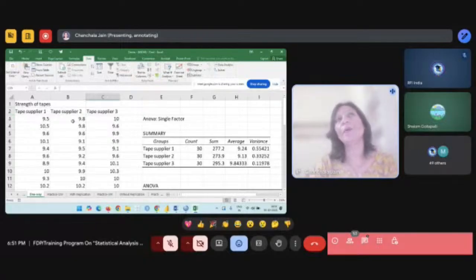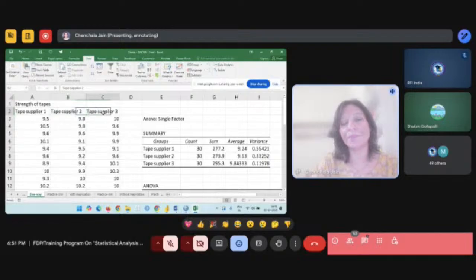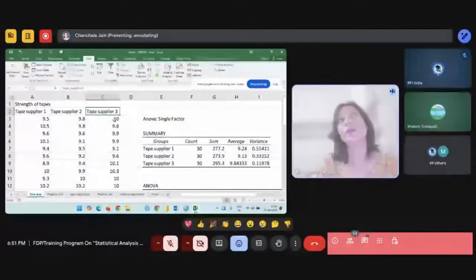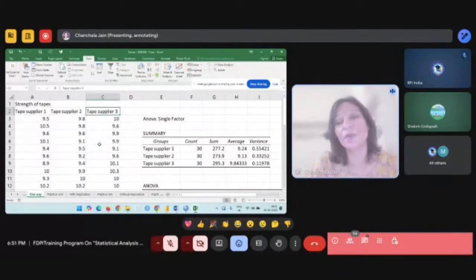Now you can find here how many pairs are possible with the data. Supplier 1, 2, and 3. How many pairs can I make? Supplier 1 and 2 will be one pair. Supplier 2 and 3 will be the other pair. Supplier 3 and 1 will be the other pair. That means a total of 3 combinations are possible here, right?